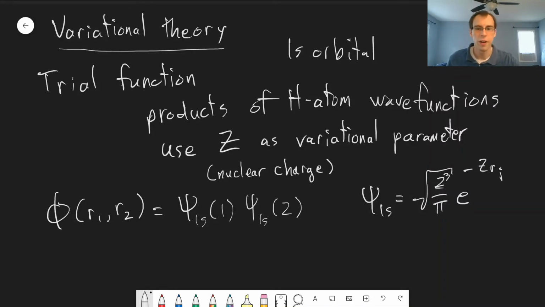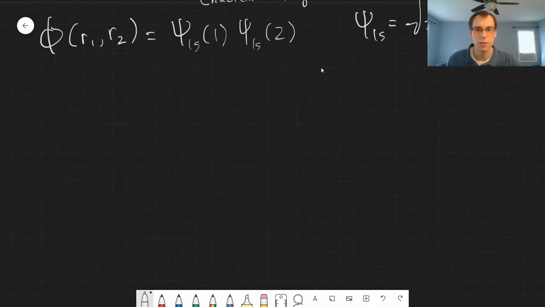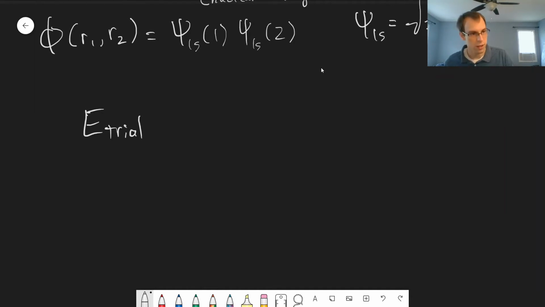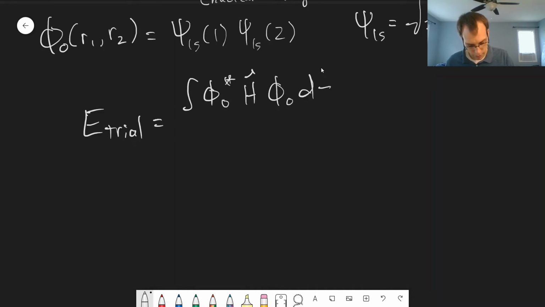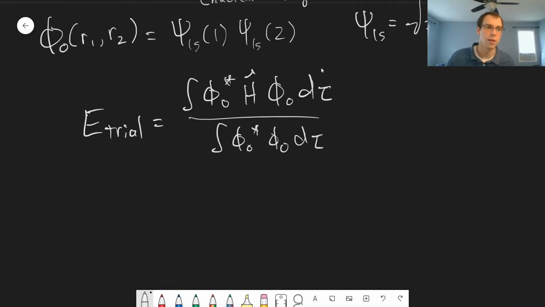So according to variational theory, we can write out the trial energy for our trial wave function. E trial is going to be equal to the integral of phi 0 star, the Hamiltonian, which we've already written out, phi 0 d tau, divided by the integral of phi 0 star phi 0, because this isn't necessarily a normalized wave function.